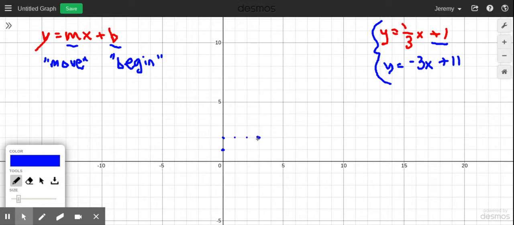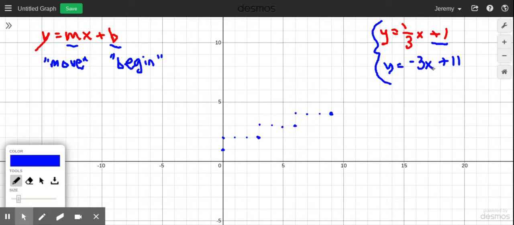I can continue that pattern and I will see a constant pattern of rise 1, run 3. And what I'll notice is that my data will appear to be making a nice straight line. So there's 4 good solid points to make that line.